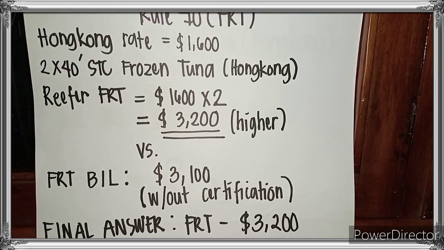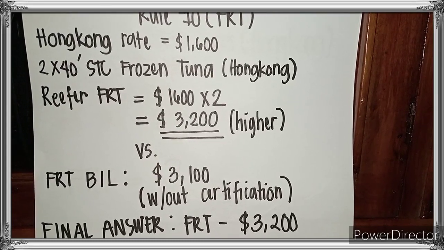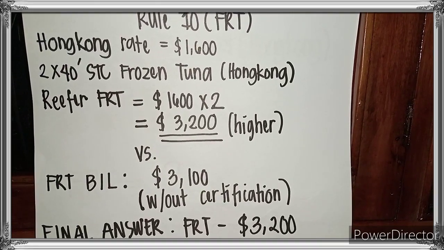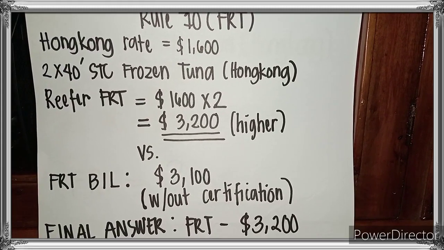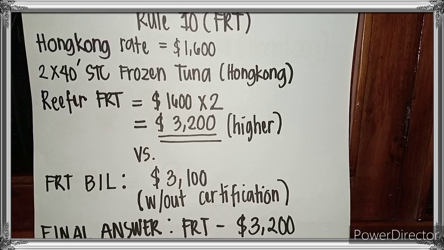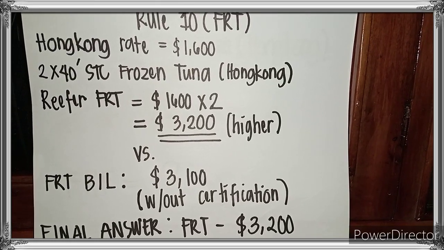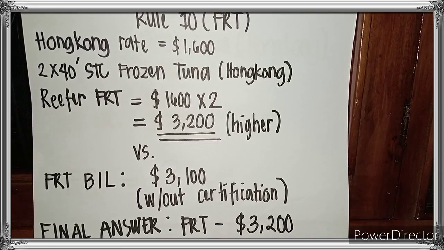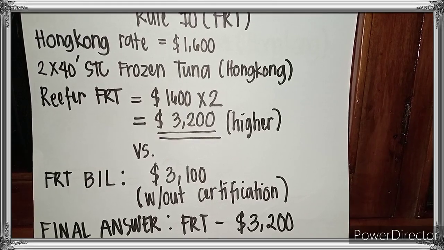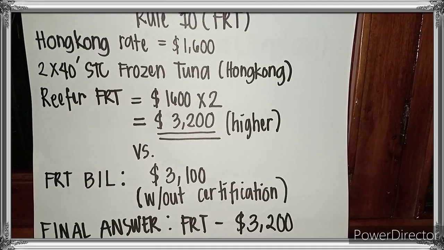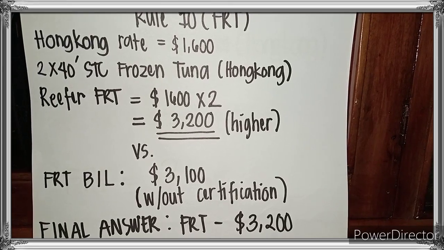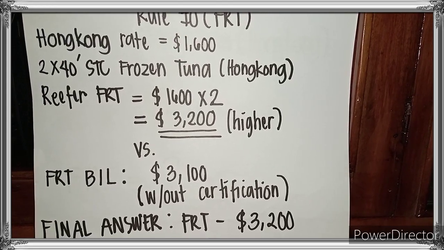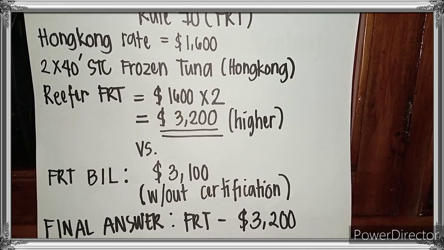Now let's proceed with the freight bill of lading, which is equal to $3,100 without certification. Because the freight bill of lading has no certification, we apply the general rule, whichever is higher, between $3,200, which is the reefer freight, and the freight bill of lading, which is $3,100. Obviously, $3,200 is our higher value and our final answer.